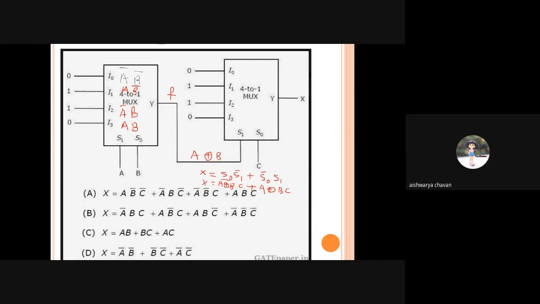So the answer is A B bar C bar plus A bar B C bar plus A bar B bar C plus A B C. So this is the answer for this equation. Such types of examples you will get in the GATE exam, and you have to apply the logic for this, and you have to calculate the output equation like this.